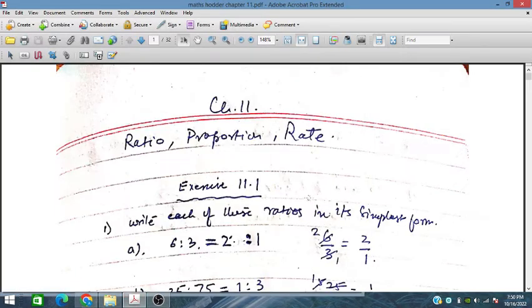Bismillah ar-Rahman Rahim. Today we are starting chapter 11 for O-level and IGCSE mathematics. Today we will discuss ratio, proportion and rates in this chapter.